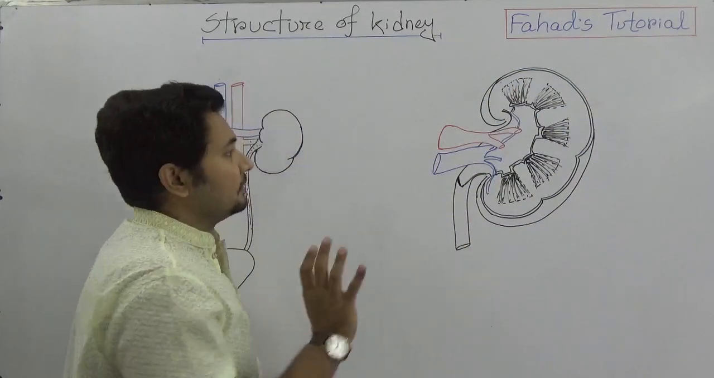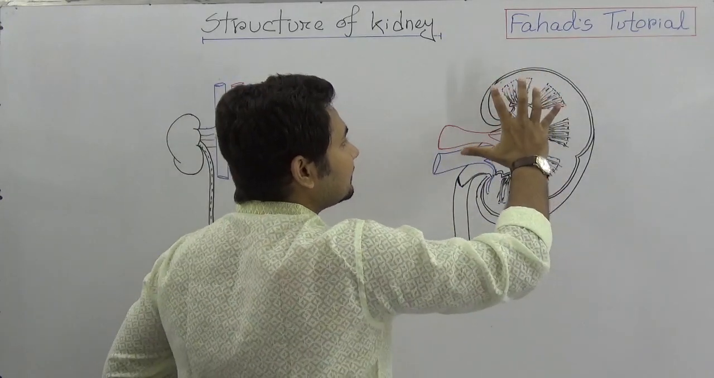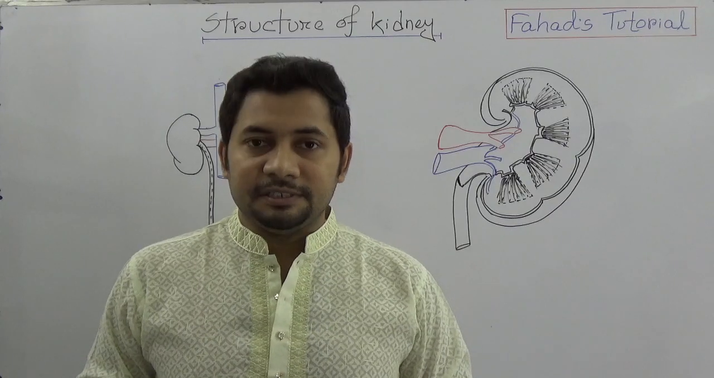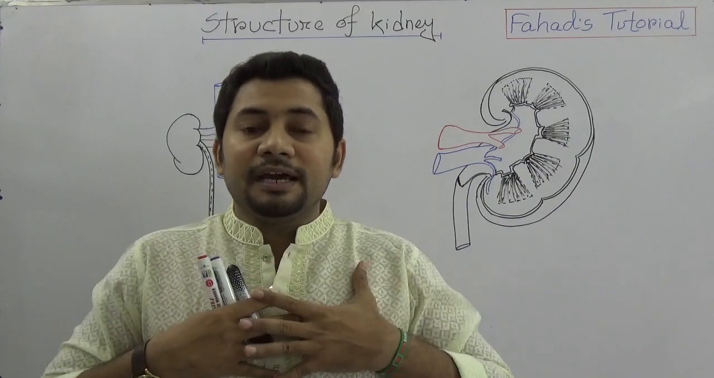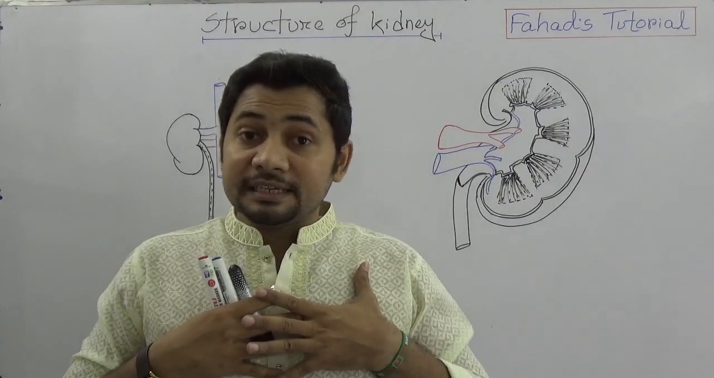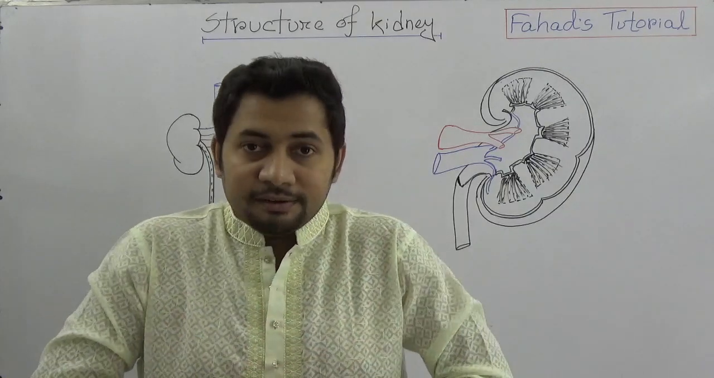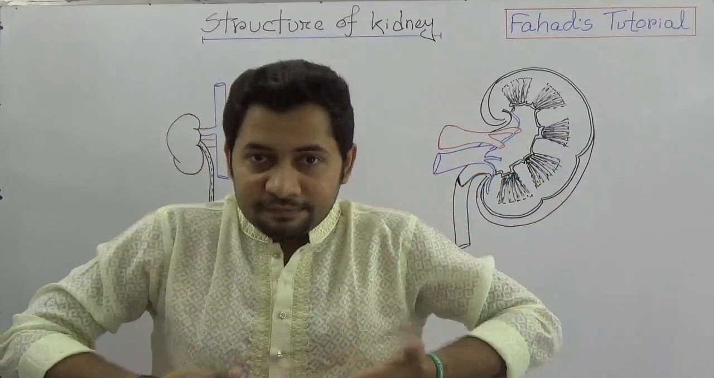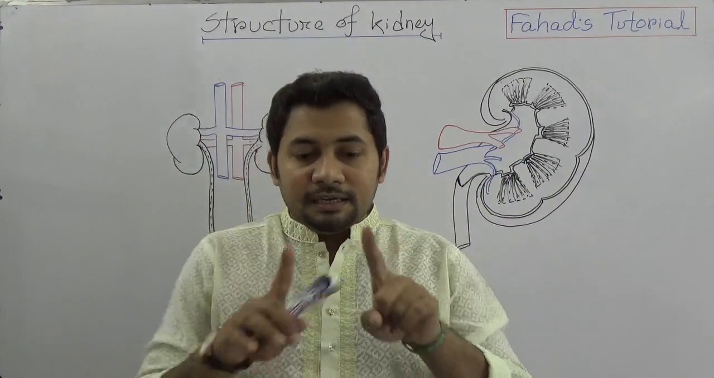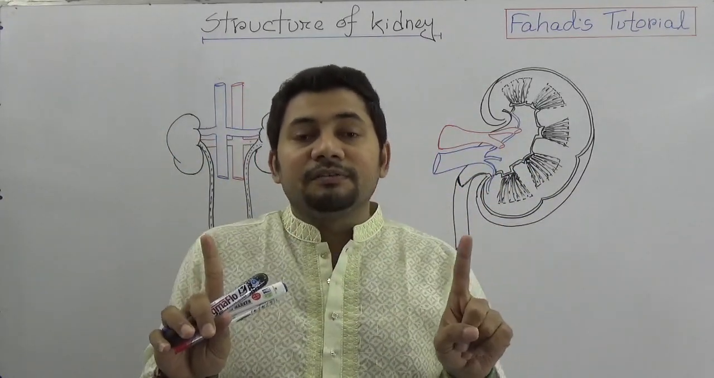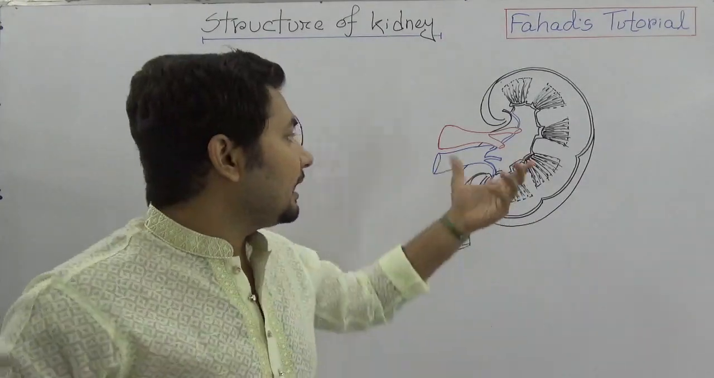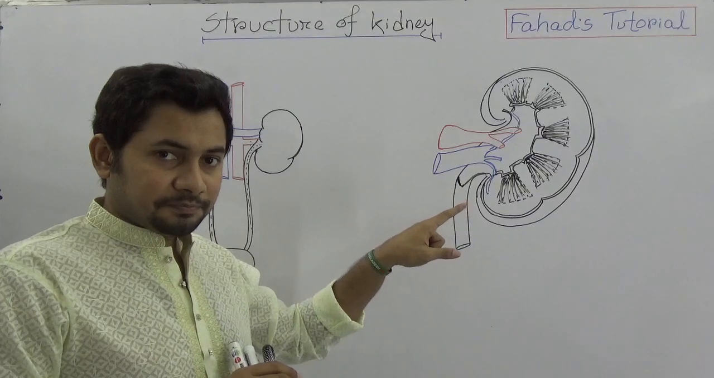So this is the structure of the kidney. I hope you already saw it. Where does this kidney lie? In the abdominal cavity. We have a thorax or thoracic cavity, and after that we have the diaphragm, which is an umbrella-like organ. After that, in the back wall, on either side of the vertebral column, these kidneys lie. So the kidney lies in the abdominal cavity.